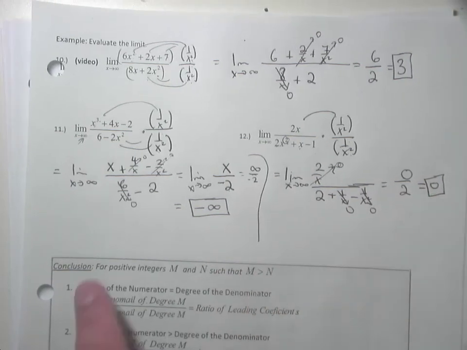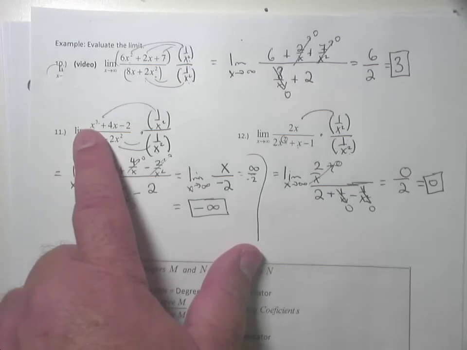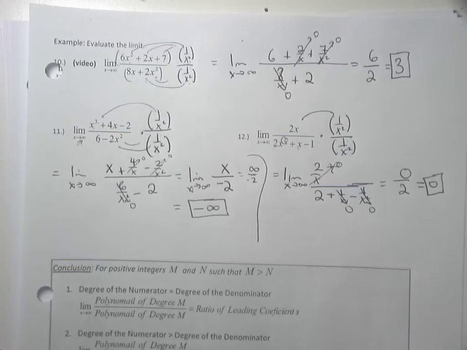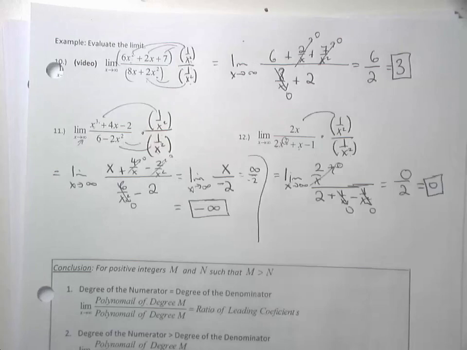And look at this one here. On this one, when I take the limit as x approaches infinity of x cubed plus 4x minus 2 over 6 minus 2x squared, the degree of the numerator is 3. The degree of the denominator is 2, aka the degree of the top is bigger than the degree of the bottom. Then the answer is going to be either plus or minus infinity, and I don't know which one it is until I actually work the problem out. But I guarantee I've got a 50-50 shot. It's either going to be infinity or negative infinity.